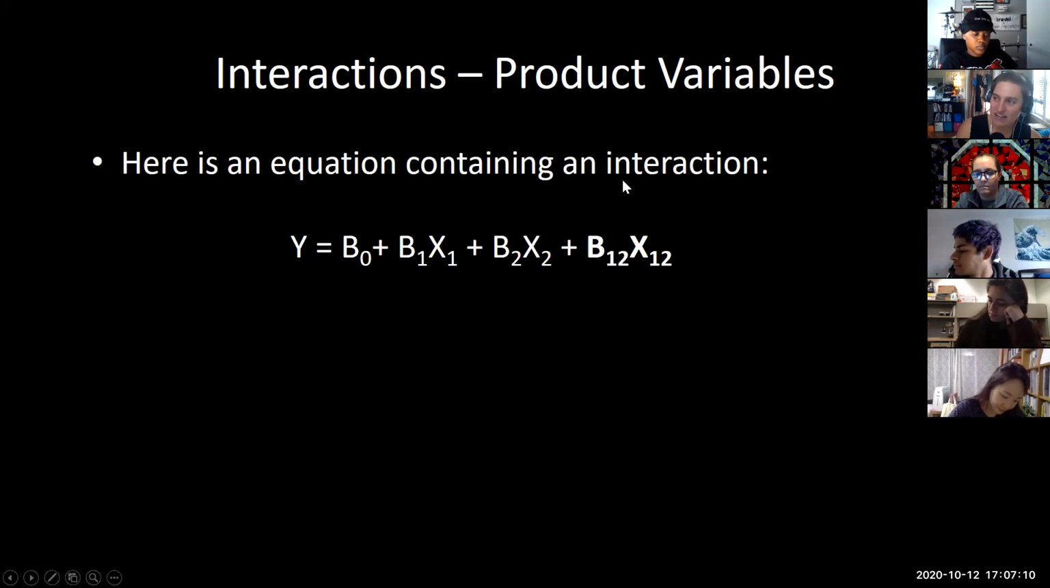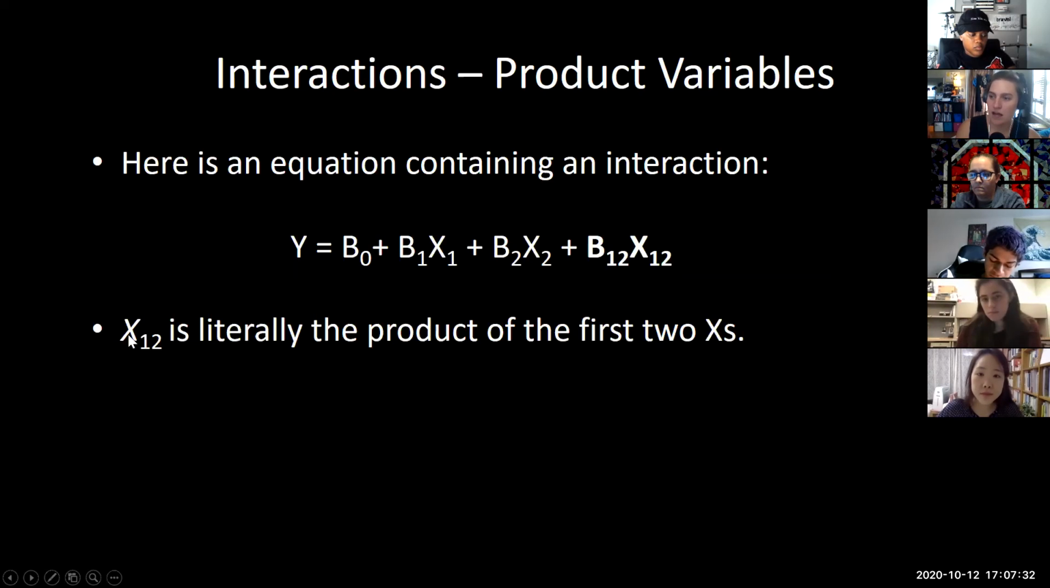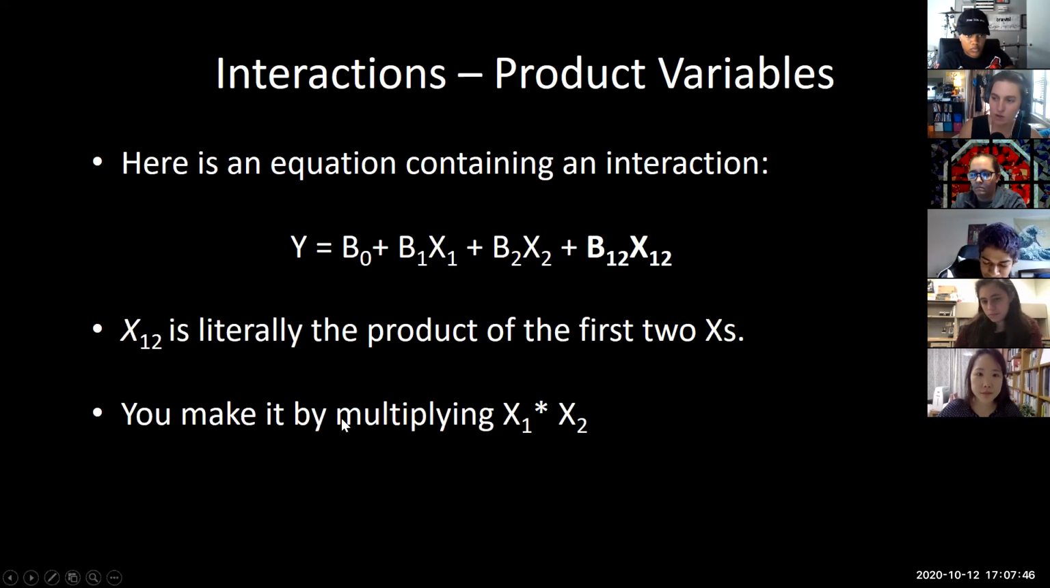So here is an equation that contains an interaction. Here I have y equals b0 plus b1 times x1 plus b2 times x2, all of which you're familiar with. But then we have this new thing here, which is b12 times x12. And this is how we represent the interaction. And we represent it like that because x12 is literally the product of the first two x's. And that's not figuratively, it's actually literally. You make it by literally multiplying x1 times x2.